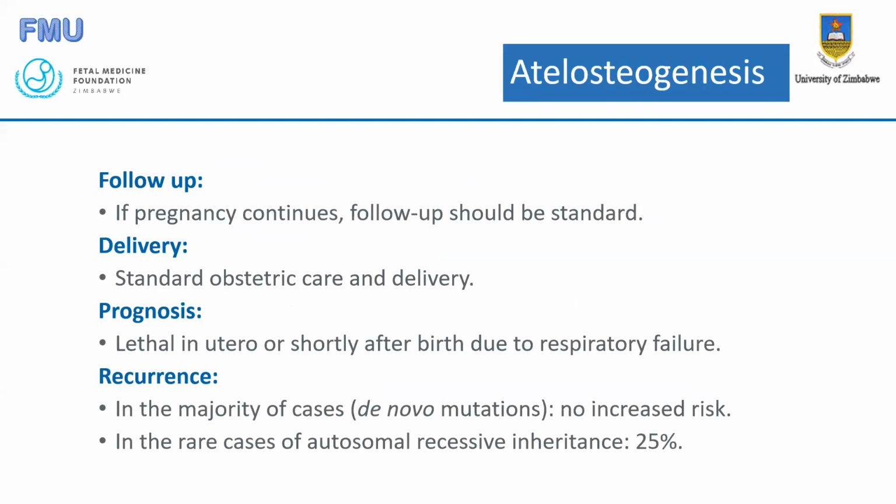In the majority of cases, there is no family history, which are the de novo mutations. De novo means new, by the way. I'm not sure which language this is, but de novo simply means new mutation, the mutation which did not exist in the family line before. There is no increased risk if it is due to de novo mutation. In the rare case of autosomal recessive inheritance, again 25%. Remember, whenever you hear autosomal recessive, know that the chance that the woman will pass it on to the children is 1 in 4 or 25%.